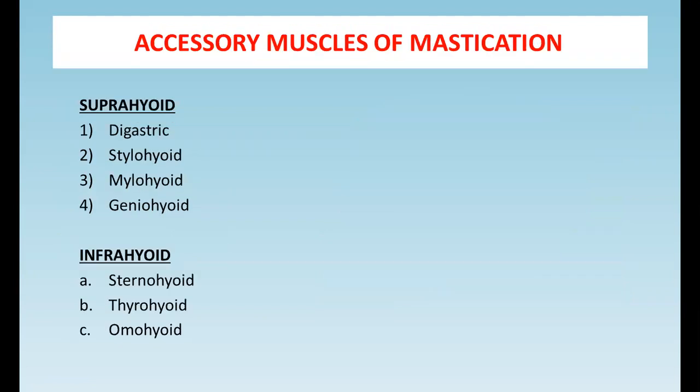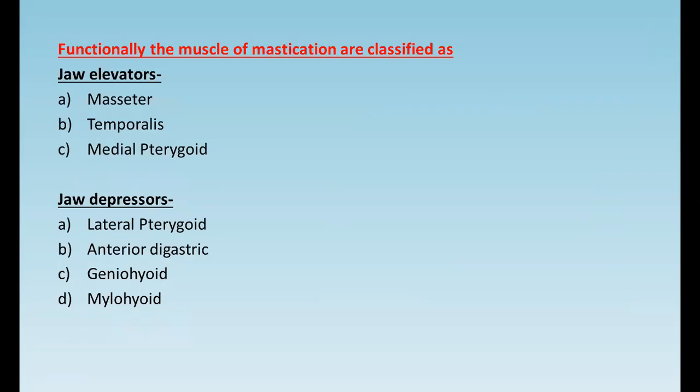Now, accessory muscles of mastication are suprahyoid and infrahyoid. The suprahyoid muscles are digastric, stylohyoid, mylohyoid, and geniohyoid. And the infrahyoid muscles are sternohyoid, thyrohyoid, and omohyoid.